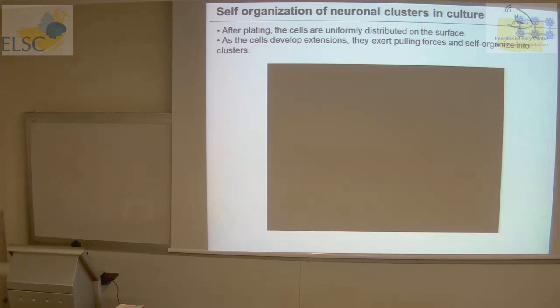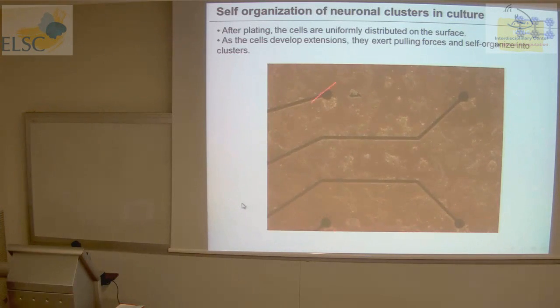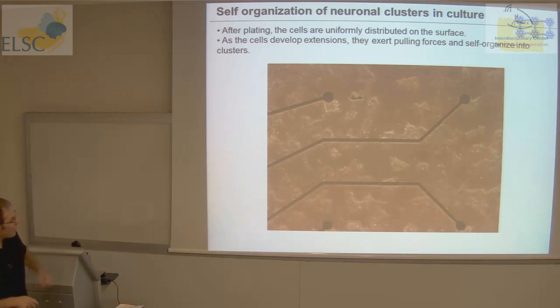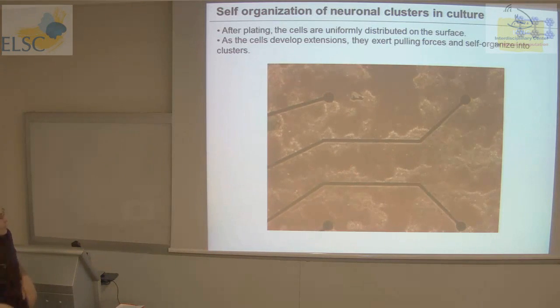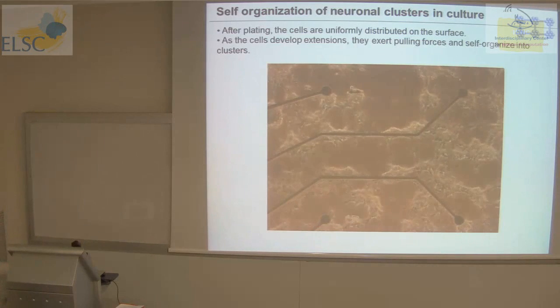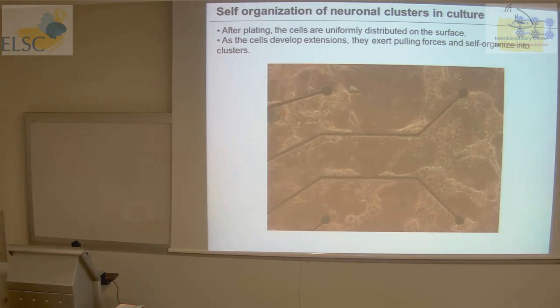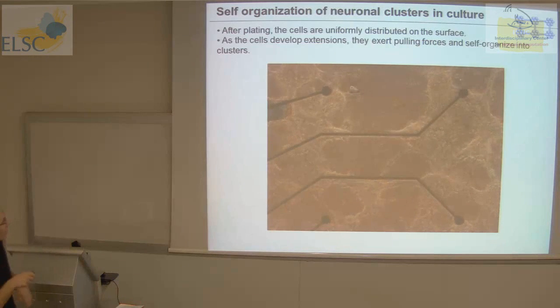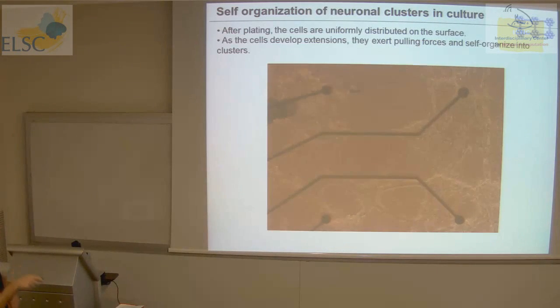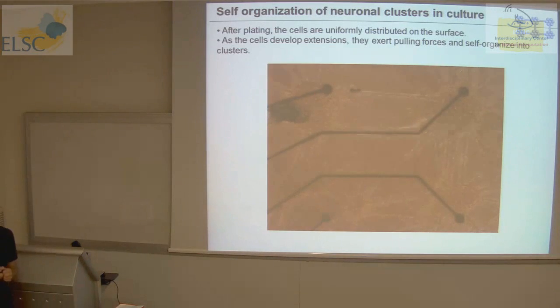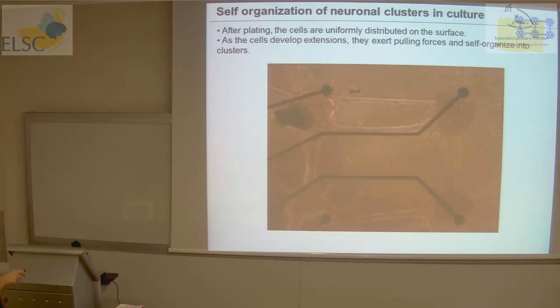So to give you some insight on how those networks self-organize, I want to show you a short movie. Here in day 0, the cells were uniformly plated, and as time goes by, they begin to send out extensions and connect to one another, and they exert pulling forces on one another. There's a very interesting mechanics going on here. In this case, we patterned big islands of poly-D-lysine on top of the electrodes. Eventually, due to the pulling forces, the clusters anchor onto the poly-D-lysine islands, and then we can record their activity.